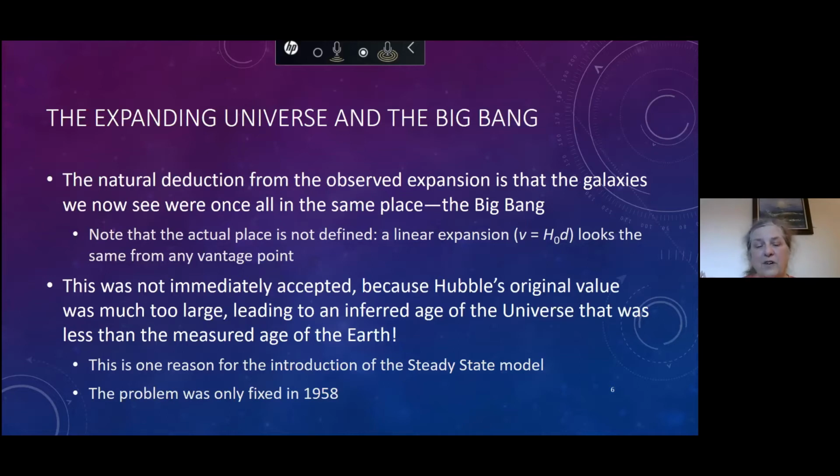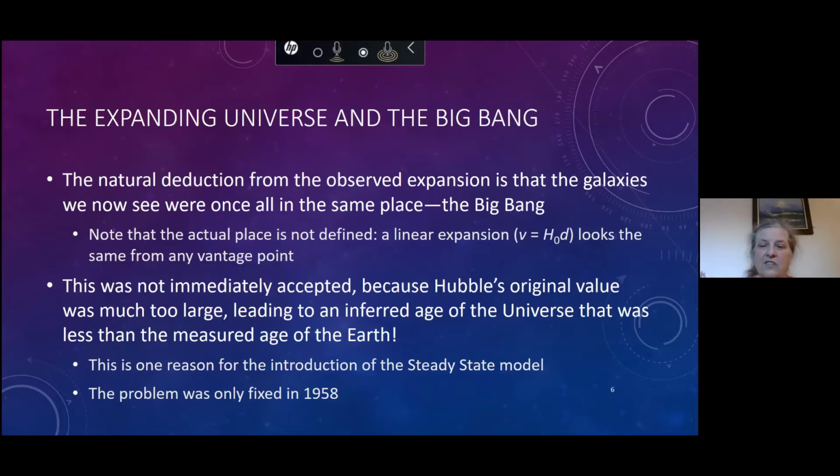So if we all moved to some distant galaxy and we made the same measurements, we would see Hubble's law in the same way. This is only true for direct proportionality. If it had turned out that V was proportional to D squared or something, we really would have had to be at the center. But for a linear relationship, you can move the center anywhere you want without changing the relationship.